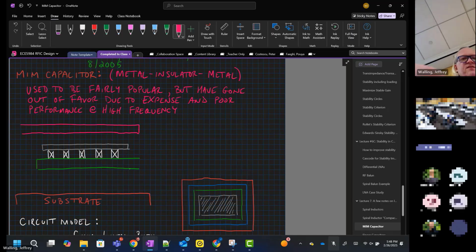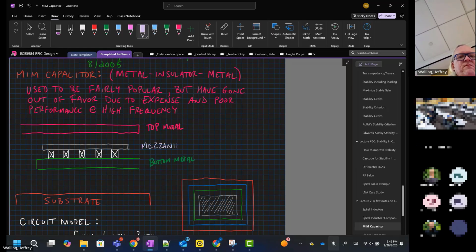The way that they make these is you take maybe the same two pieces of metal that we looked at before. So we'll have some top metal and some bottom metal. And then they'll make this mezzanine layer, and they'll strap it down to either the top metal or the bottom metal. Usually it's the bottom metal with a bunch of vias. And then you get a capacitance between the two plates. So it's just a parallel plate capacitor.